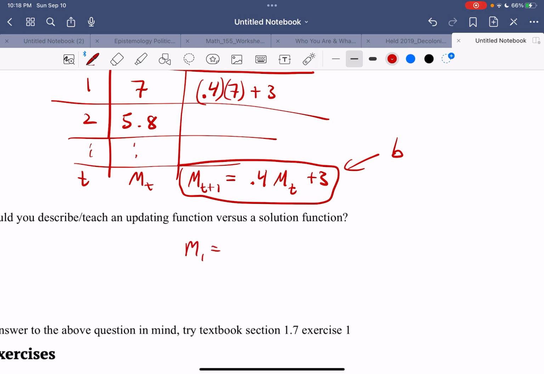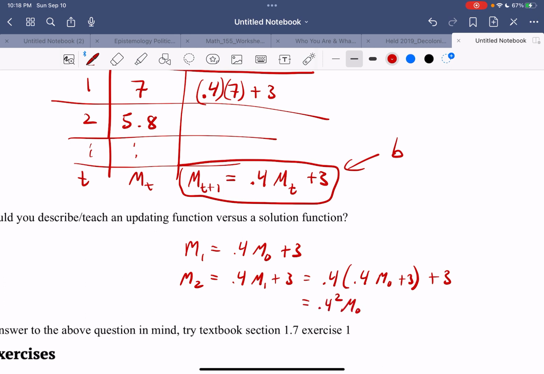All right, M1 is 0.4 M naught plus 3. M2 is 0.4 M1 plus 3, but that's 0.4 times 0.4 M naught plus 3, plus 3. Okay, so let's see, we got 0.4 squared M naught plus, and now I'm going to write it like this, 1 plus 0.4 times 3. Now I'm sort of cleaning it up, and I'm cleaning it up in a way that I know a pattern is going to appear.